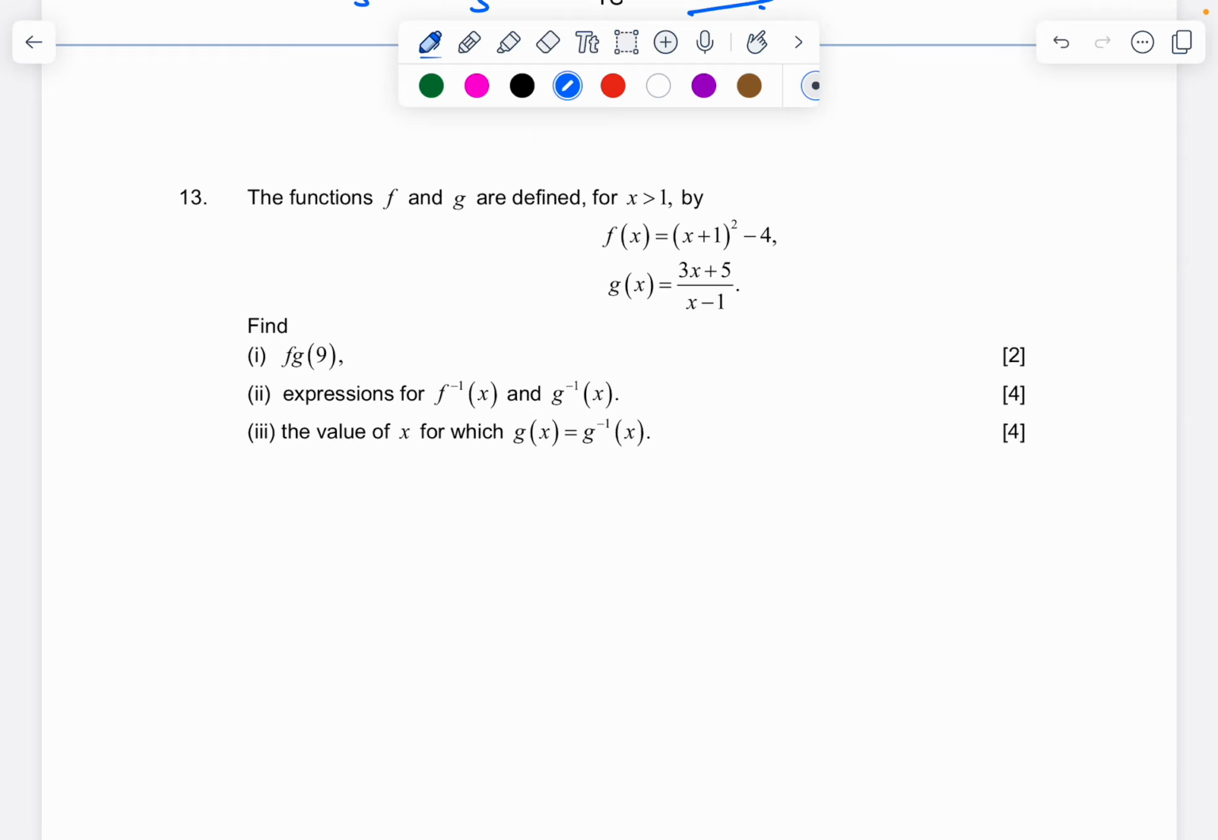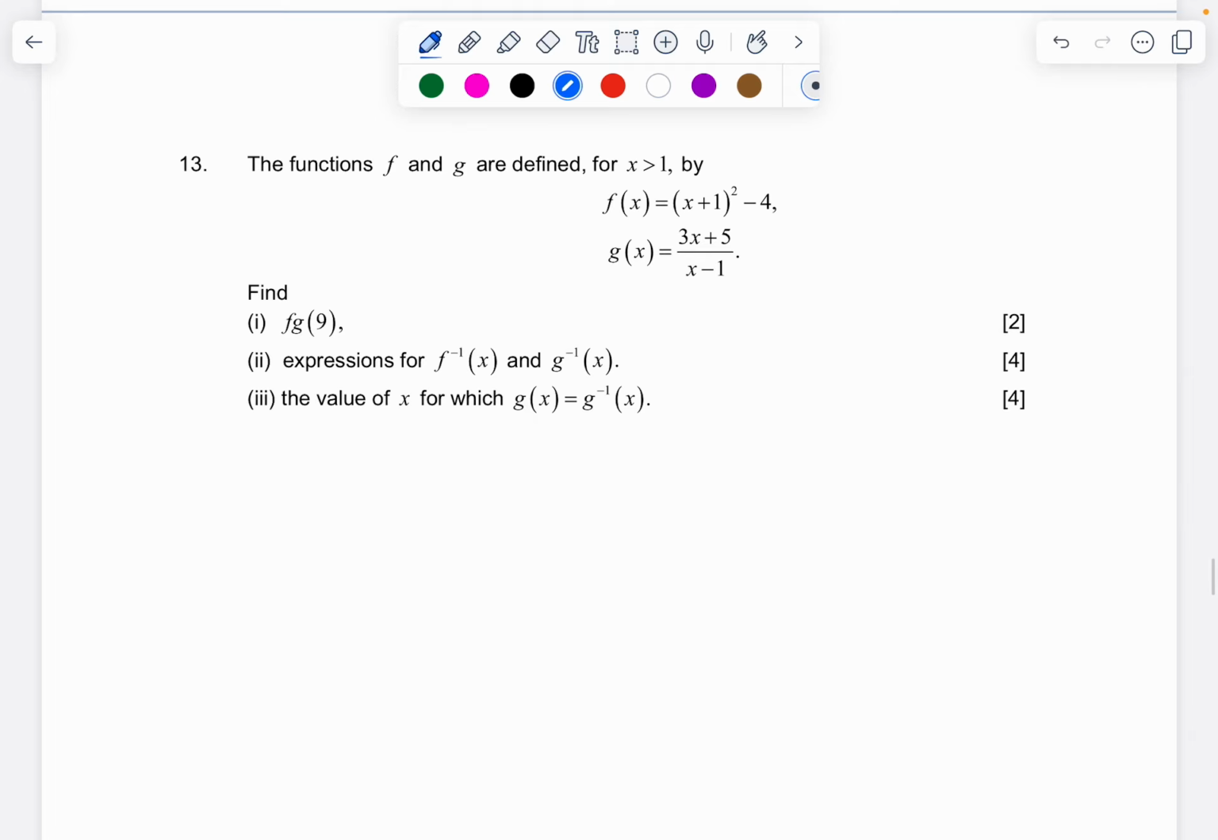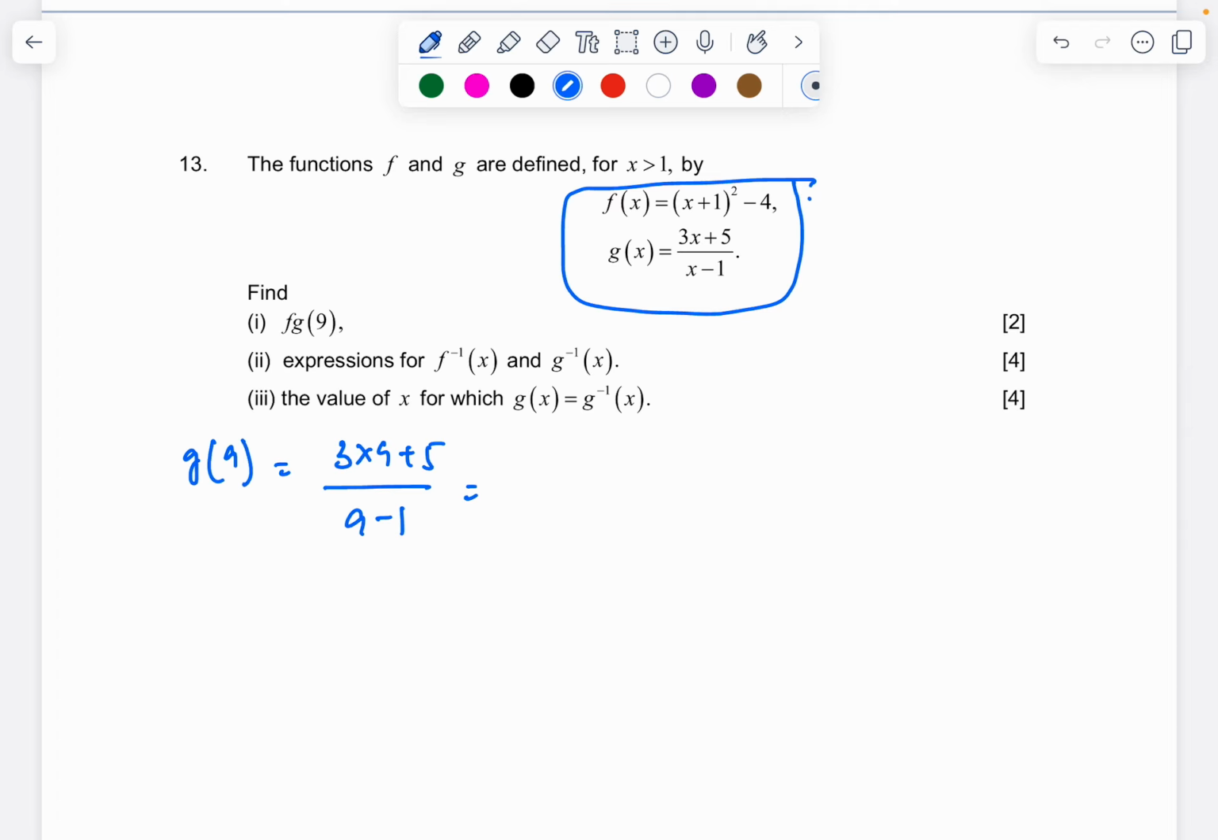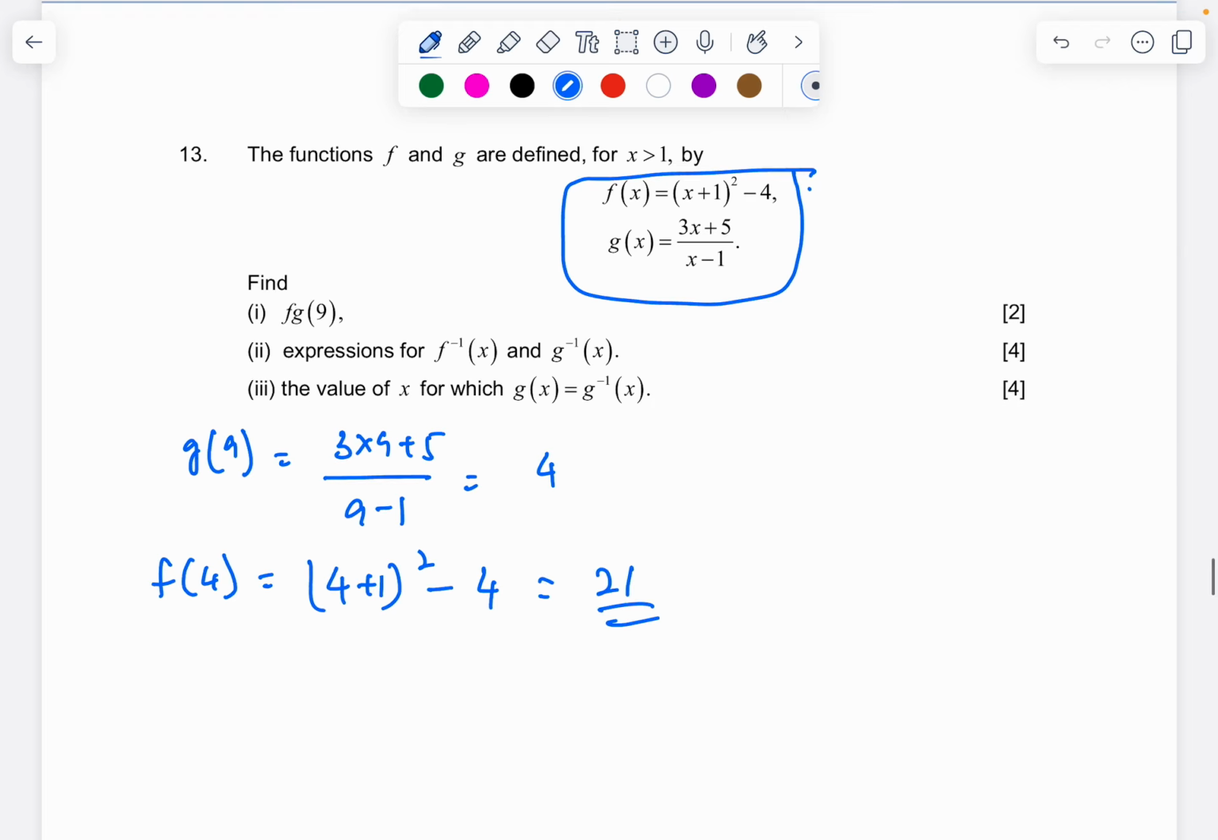Question number 13. Functions f and g are defined for x greater than 1. So the functions are given here. Find f of g of 9. First let us find g of 9. g of 9 is 3 times 9 plus 5 over 9 minus 1. So this gives me 4. Then f of 4 is going to be 4 plus 1 whole square minus 4. So this gives me 21. Very simple.